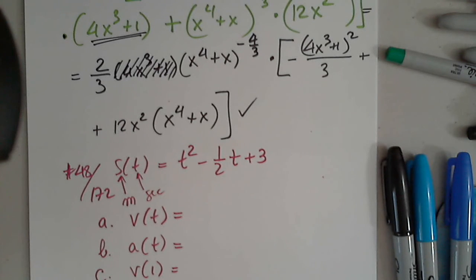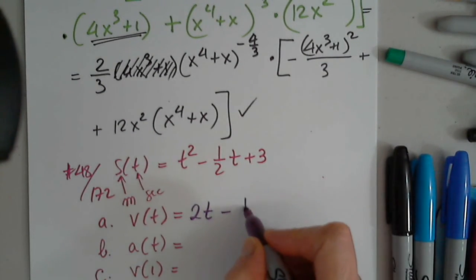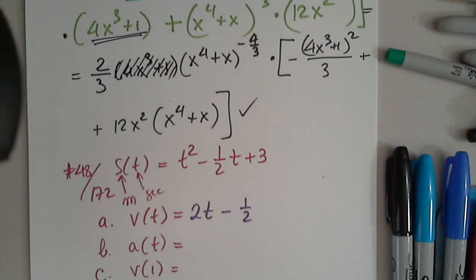Okay, so let's start with the velocity. Can anyone dictate the velocity formula? 2t minus 1/2. Can anyone give us the formula for the acceleration? 2. So then a of 1 must be?